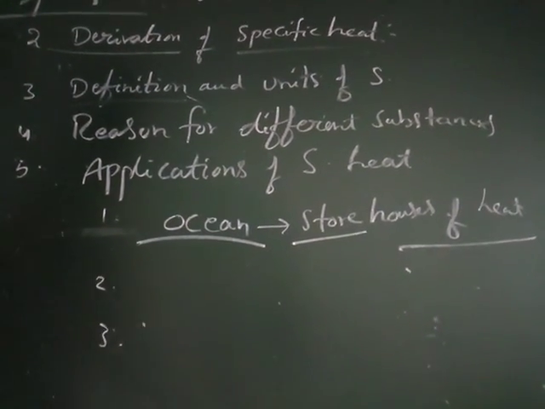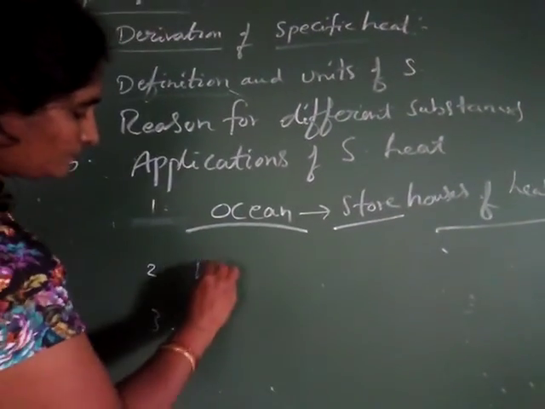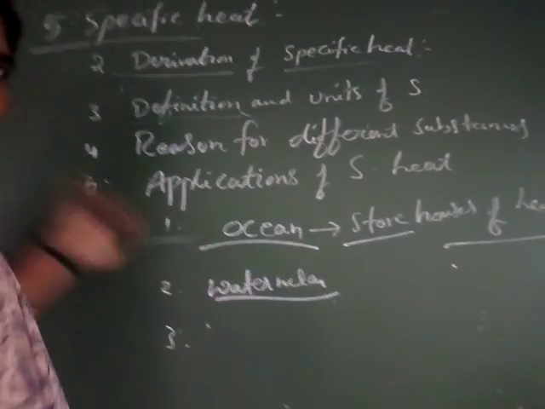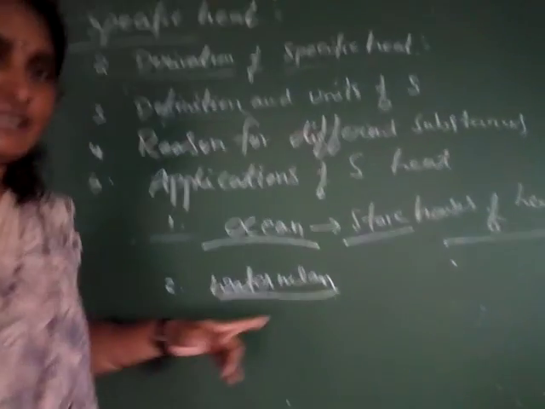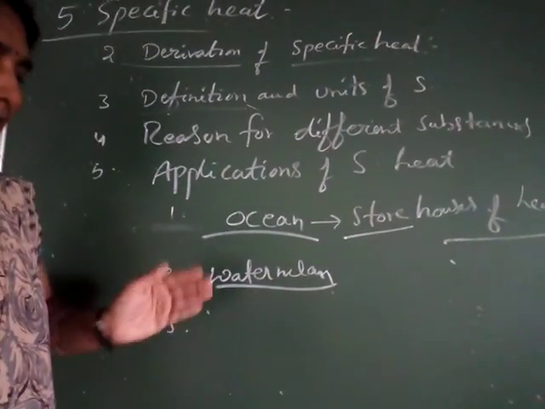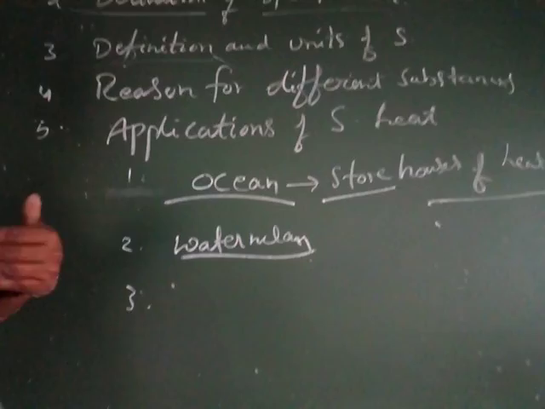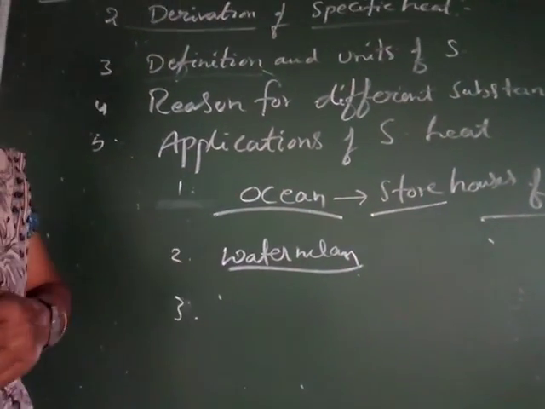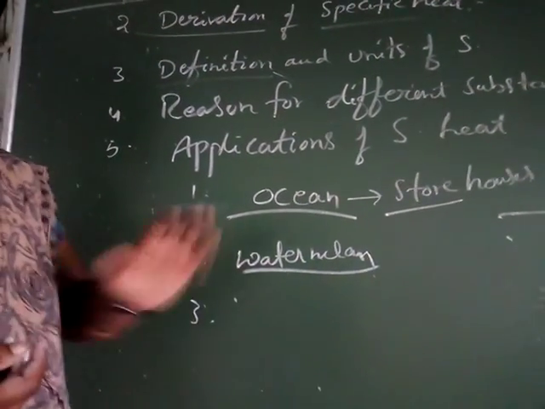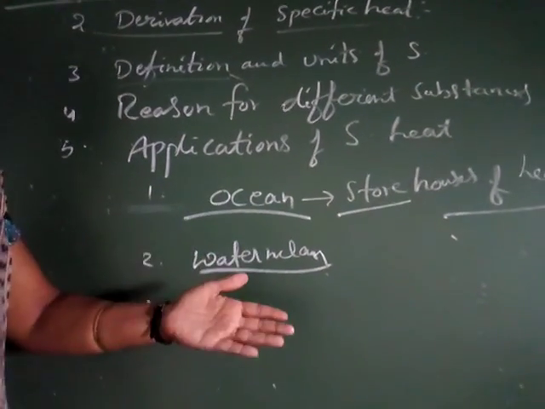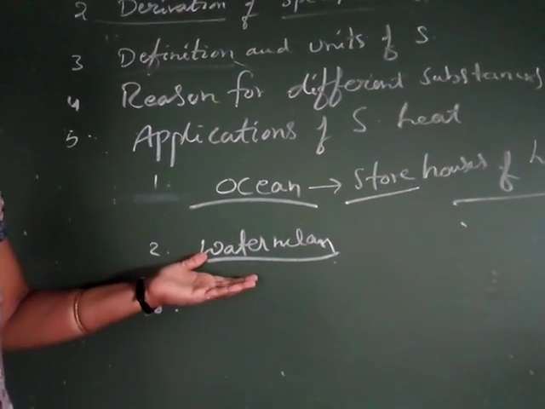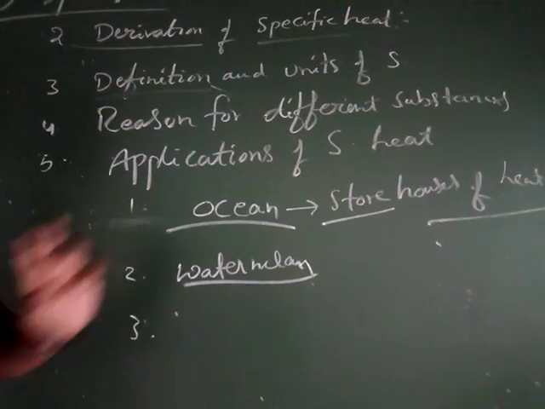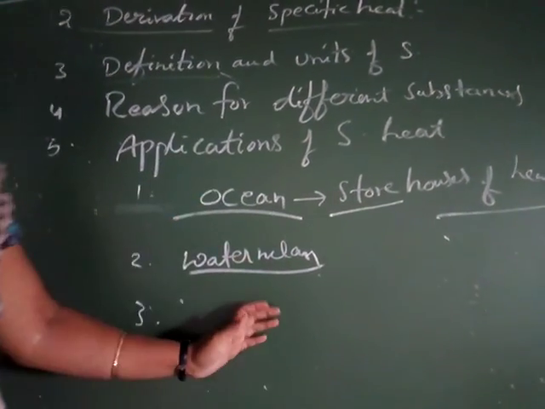Okay, the second one is the watermelon. You all know about the watermelon. Yes or no? You eat it mainly in summer days. Why? Suppose you keep watermelon and other fruits in the refrigerator. Suppose you take out all these substances from the refrigerator and keep them for some time. The watermelon only will stay cool for more time because it can store coolness also. Not only hotness, it can store the coolness also.